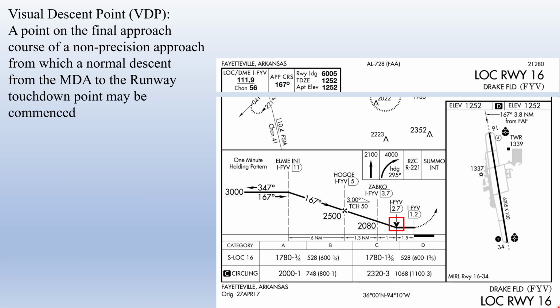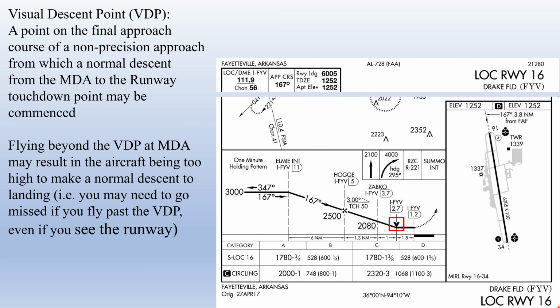And all that this tells you is that flying beyond the VDP at your MDA or your DDA may result in the aircraft being too high to make a normal descent to a landing. In other words, you may need to go missed if you fly much past the VDP. Even if you get the runway environment in sight, you may be too high. So it's just a tool to tell you where you are in relation to where you would normally start your descent.